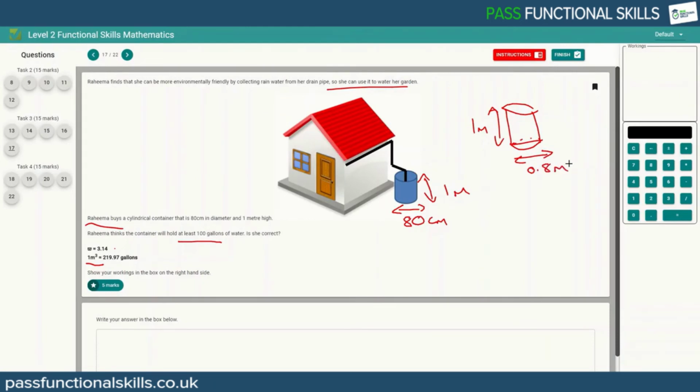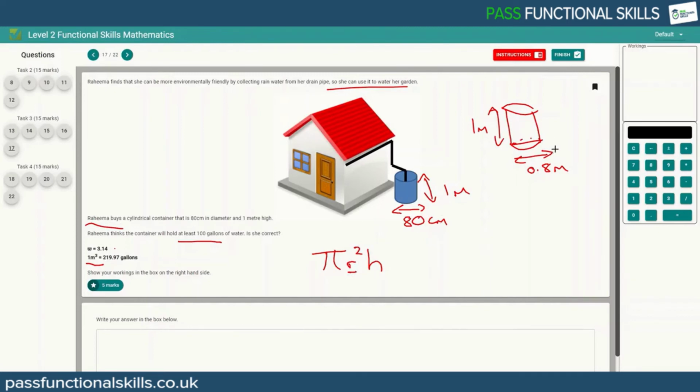So to find the volume of a cylinder, we have to use the formula pi r squared h, where h is the height and pi r squared works out as the area of the base of the cylinder. And it's important to note that it needs to be the radius, not the diameter, which is the information given in the question.